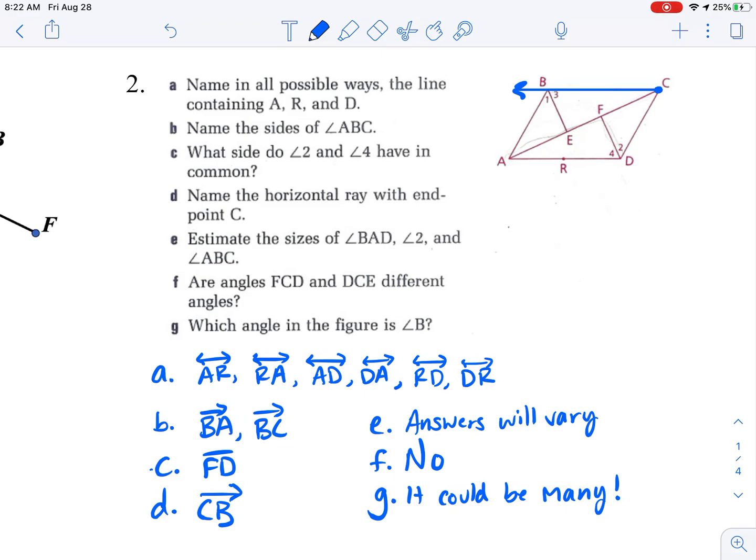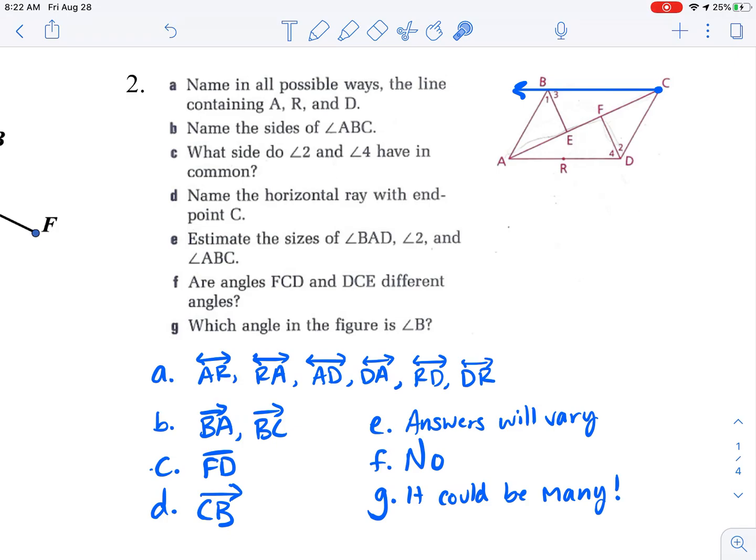For part E, this is just to get you thinking. There's no correct answer. There are answers that are better than other answers since it asks us to estimate. So your answers might vary, which is why I specifically did not give them to you. But I would say for angle BAD and for angle 2, you should have picked measurements that are going to be less than 90. To me, those angles appear to be acute. But angle ABC appears to be an obtuse angle. So hopefully you picked an angle between 90 and 180.